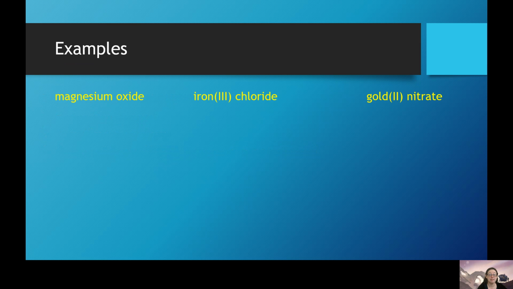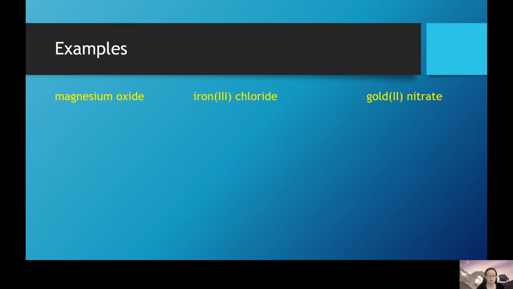Okay, so we are going to have three examples: magnesium oxide, iron 3 chloride, and gold 2 nitrate. And you can see that each of these involves just a typical binary compound, a binary compound with a transition metal, and then the last one will be our most difficult, the transition metal with a polyatomic ion. Now, I'm not going to use my references, but you can use yours. I've done these enough times that I remember what the charges are.